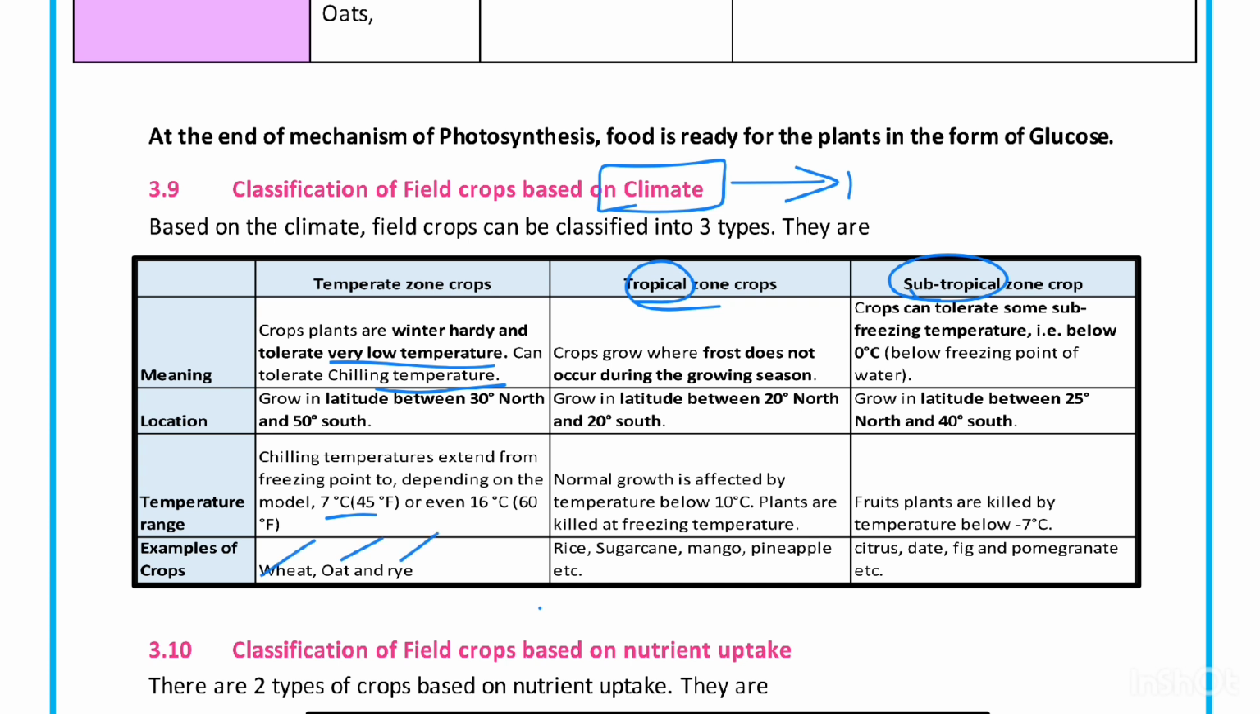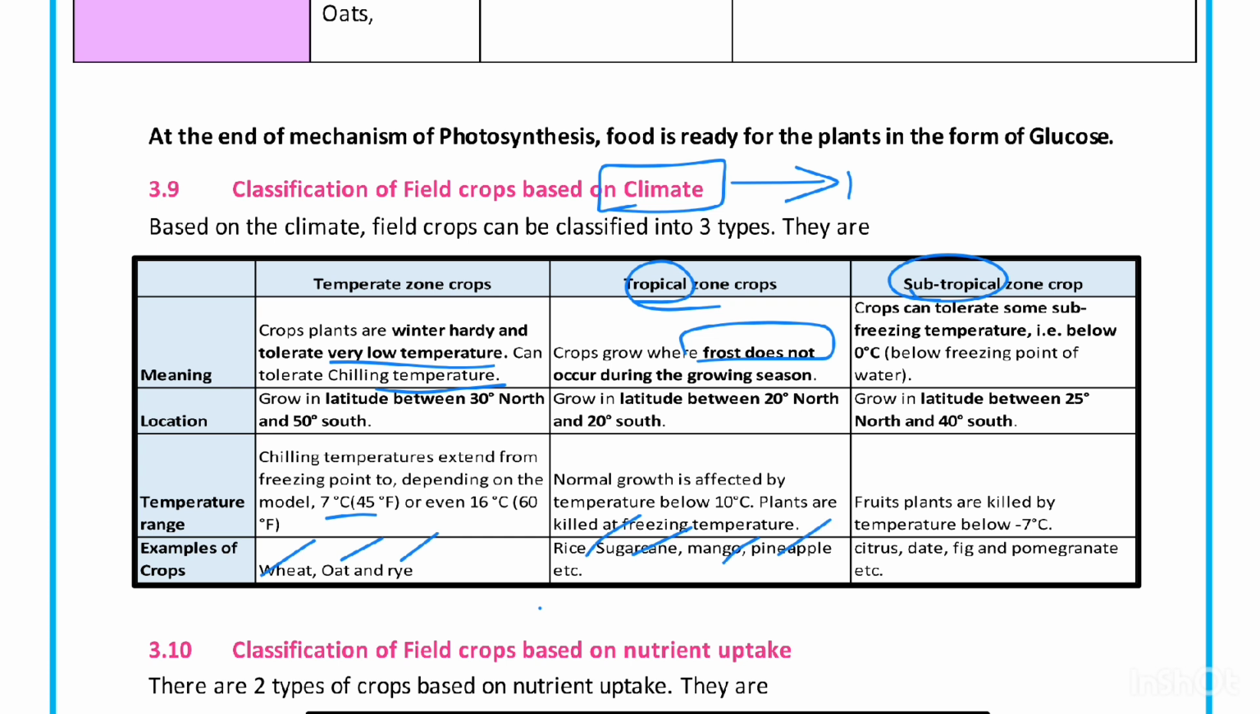Next we have tropical zone crops. Tropical zone crops are basically crops which grow where there is no frost condition. These crops do not withstand frost condition. So examples here are rice, sugarcane, mango, pineapple. These are tropical zone crops.